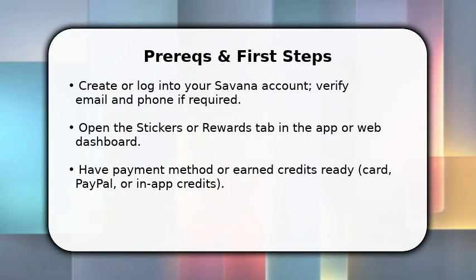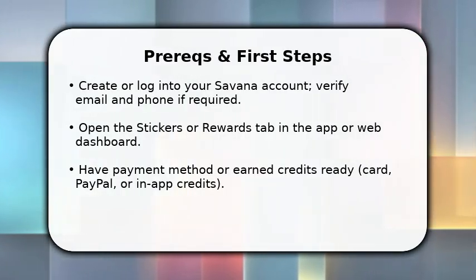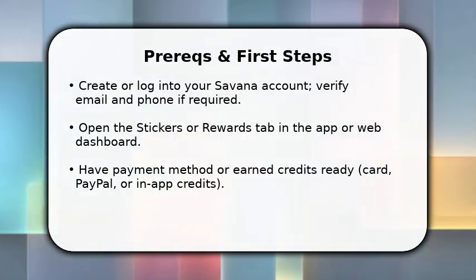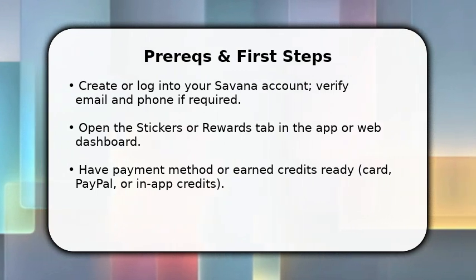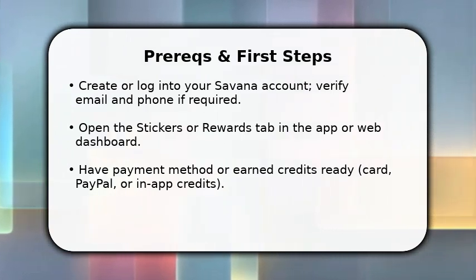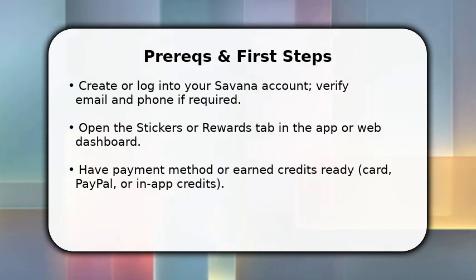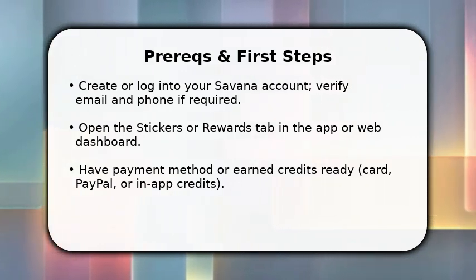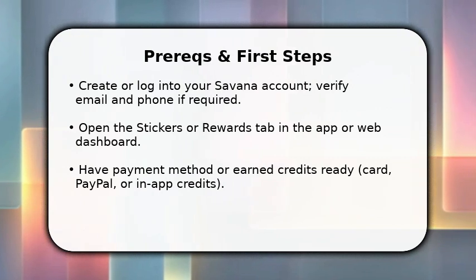You start by confirming prerequisites: an active Savana account, verification done, and a payment or credit source attached. Once logged in, navigate directly to the stickers or rewards section to begin. Make sure you've reviewed any eligibility rules or regional limits first.